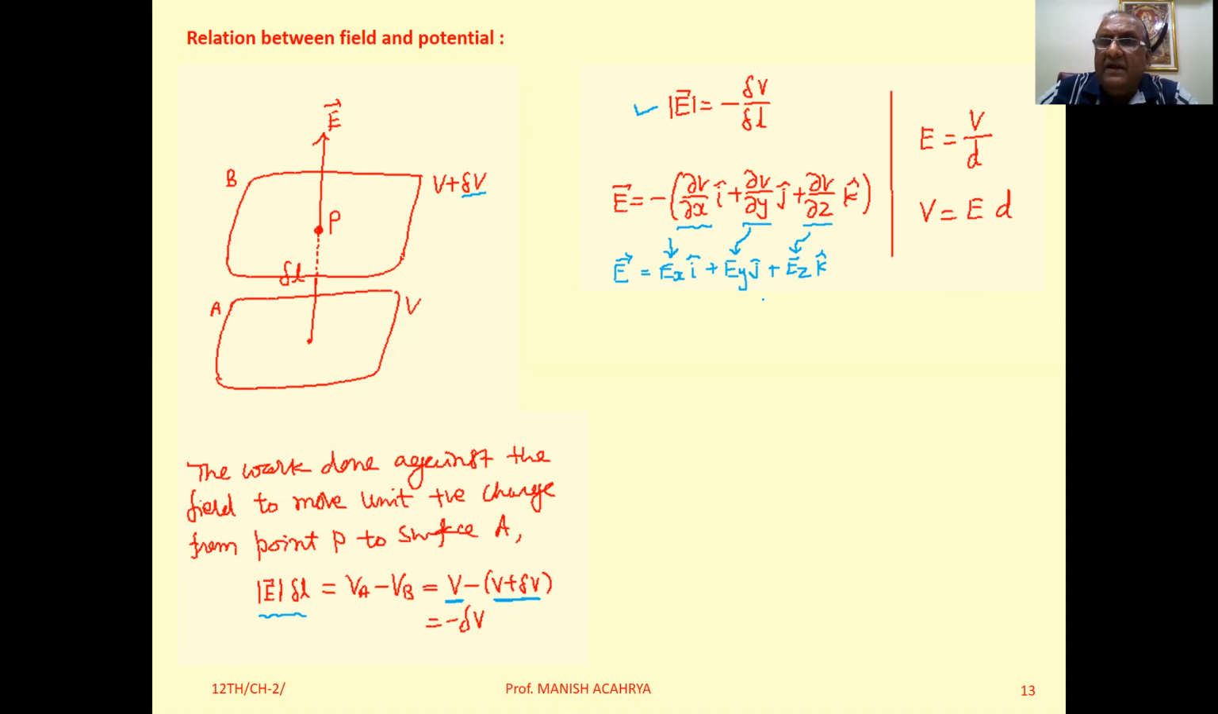Okay. And if your potential is constant, then simply you can write E is equal to V by D, or V equal to E into D. This is the relationship between electric field and electric potential. Clear to all of you?